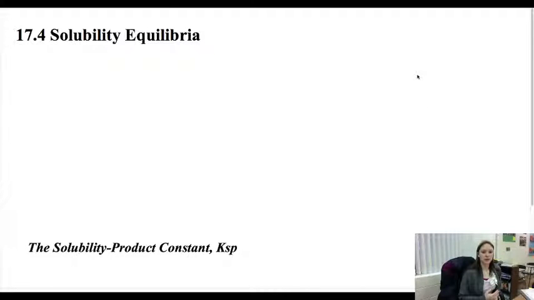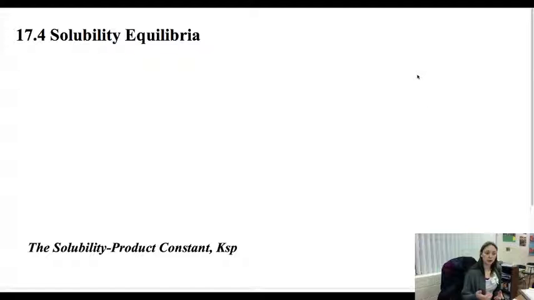Okay, we're going to go ahead and look at 17.4, which is solubility equilibrium. Solubility equilibrium deals with the dissolution or precipitation of ionic compounds. So we're talking about an ionic compound and how much or how little it dissolves or dissociates into its ions, so we can make a prediction about the amount of a substance that's going to actually dissolve.